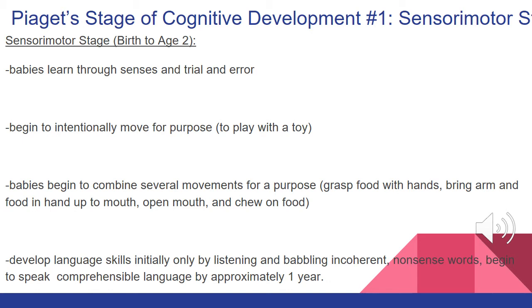Another thing to remember as well is that students develop their language skills initially by listening. And after they've been listening, after about 4 to 6 months, they start to babble or kind of talk in nonsensical words. And eventually, by about 1 year, they start to speak. But primarily in the initial parts of childhood, they're learning through listening to adults model appropriate communication.